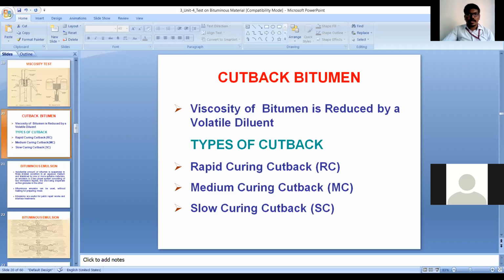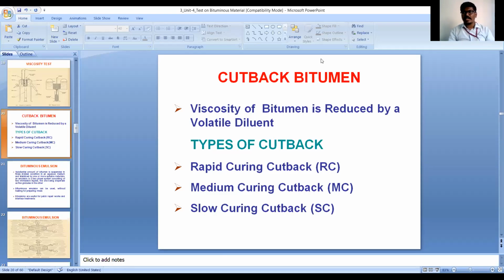So coming back to here, yesterday I've already discussed the different tests to be carried out, tests on bitumen mainly. What are the tests on bitumen, and also what is bitumen and tar? Brief explanation. So moving to the next, that is cutback bitumen.